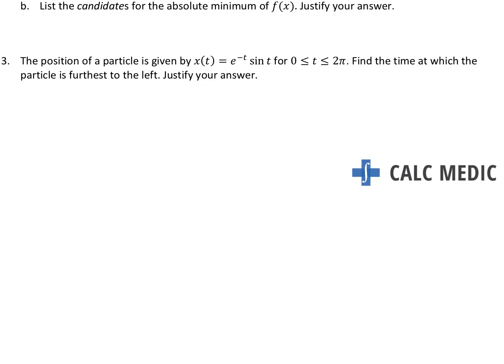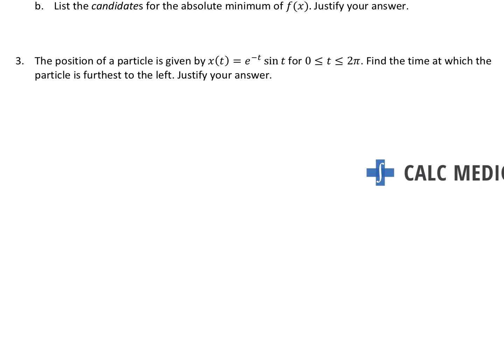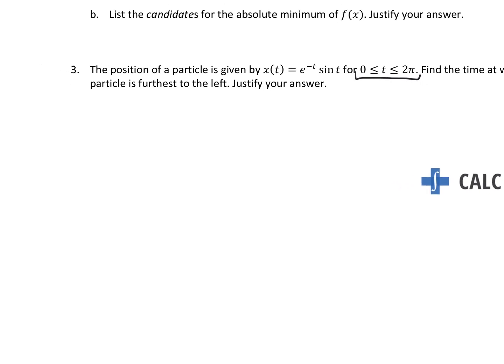I've got the position of a particle is given by x of t equals e to the -t sine of t for the interval 0 to 2 pi. Find the time at which the particle is farthest to the left. So farthest to the left, we have to recall, what does that mean in terms of my derivative? Do I want the derivative to be the largest, or the smallest, or the most negative?